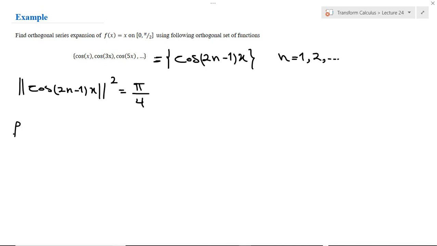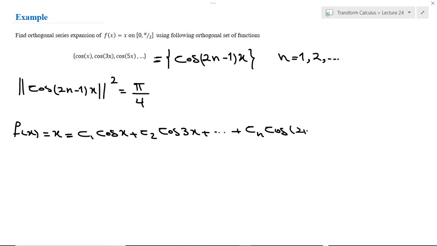So now we have f(x) which is equal to x. We want to write it in terms of an orthogonal series. So it's c1 cosine x plus c2 cosine 3x plus so on plus cn cosine (2n minus 1)x.